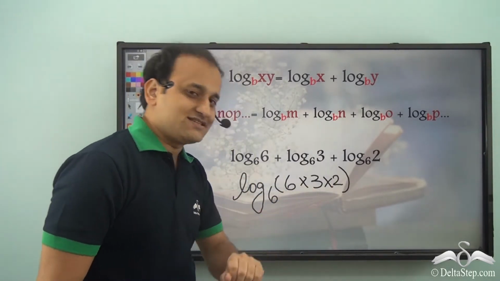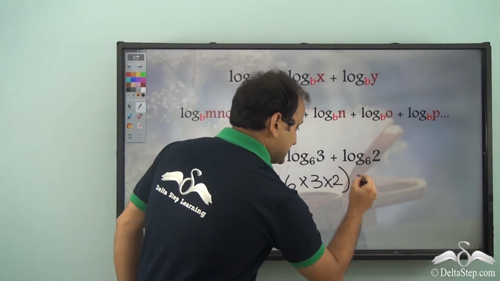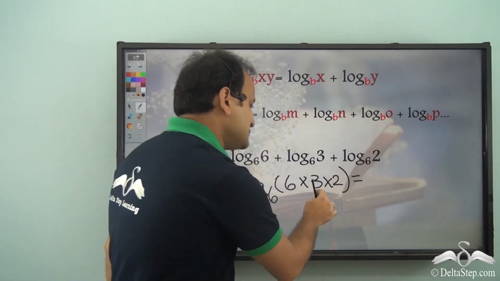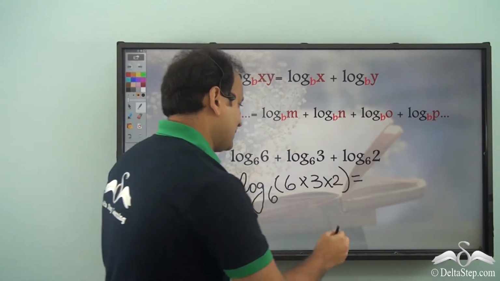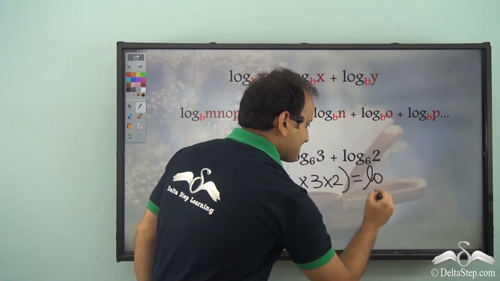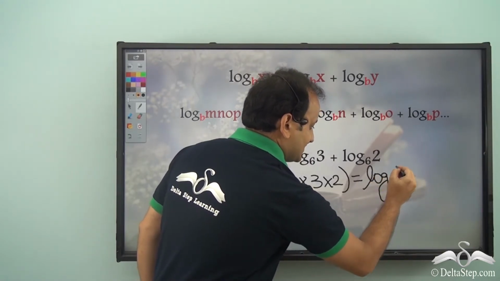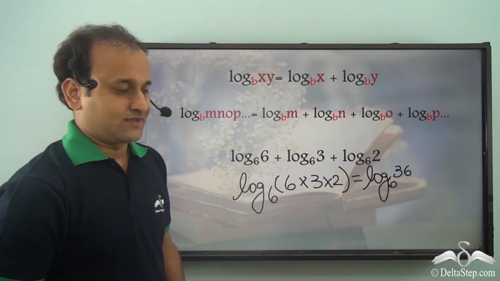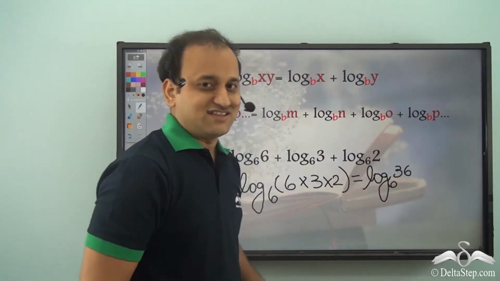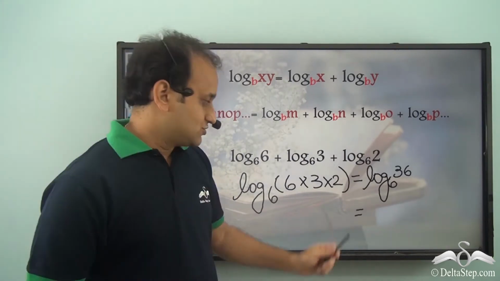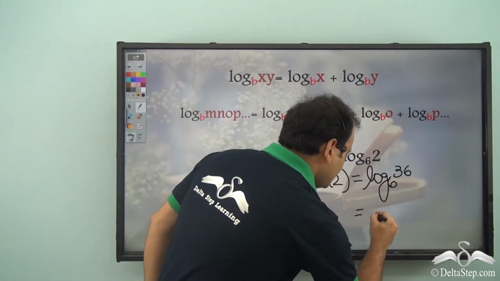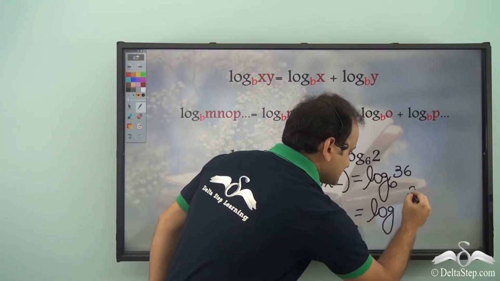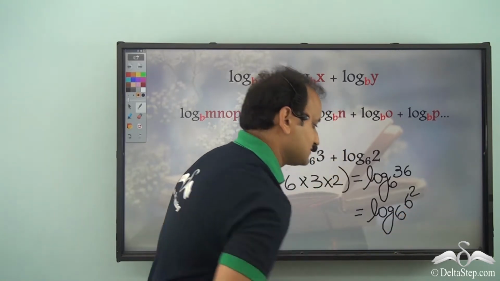Now, once we have this, it becomes simpler. So this can be written as 6 into 3 is 18 and 18 into 2 is 36. So we have log 36 to the base 6. Now 36 is nothing but 6 square. So this can be written as log 6 to the power 2 to the base 6.